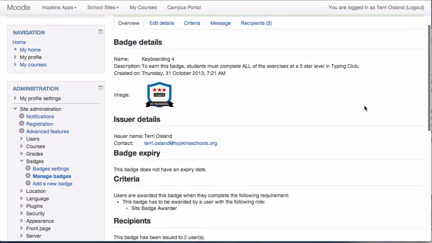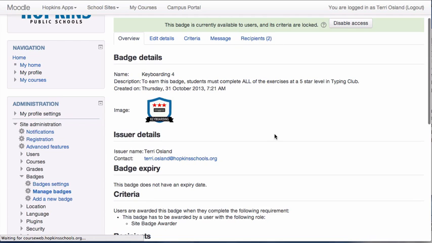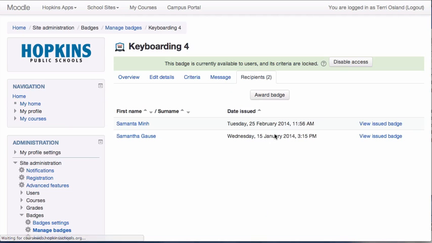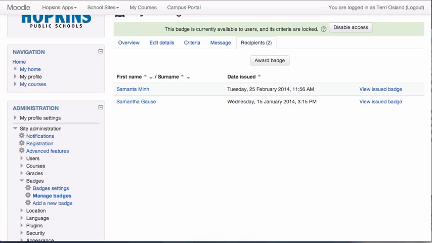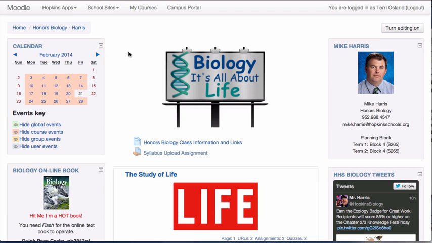I can't tell you how many exercises that actually is. So this has only been issued to 2 awesome people, and these are Samantha and Samantha. That's very difficult to do. So keyboarding badges in the elementary school is another area where we are using badges in the Hopkins Public Schools.